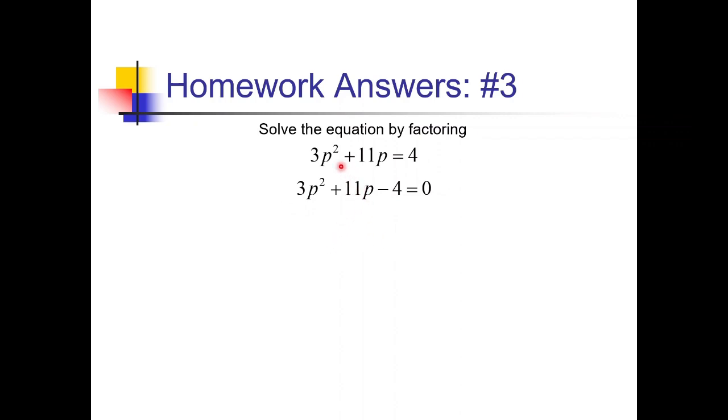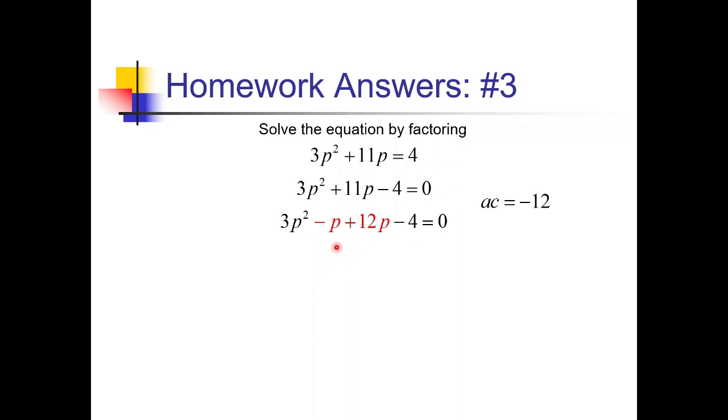So my AC value, 3 times negative 4, is negative 12. And now I'm going to be looking for factors of negative 12 that add up to 11. Well, 1 and 12 works pretty quickly. If I have a negative 1 and positive 12, that adds up to positive 11. So what I'm going to do with that is split this 11p up into negative 1p plus 12p. And now that I've rewritten this with 4 terms, I can factor this by grouping.